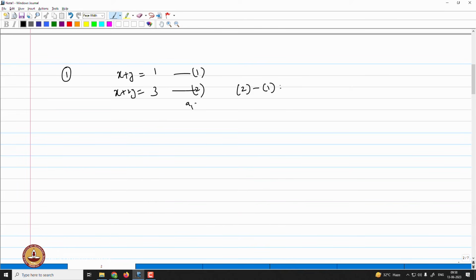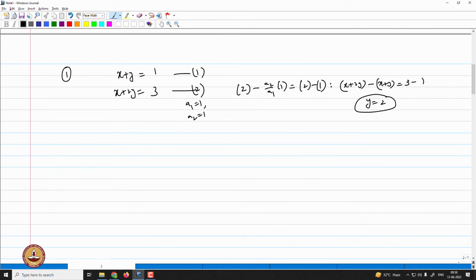A1 is 1, A2 is 1, so I'll do it in gory detail. A2 is 1, A1 is 1, which is the same as 2 minus 1. And what will this 2 minus 1 be? x plus 2y minus x plus y equals 3 minus 1, isn't it? So x is going to cancel, 2y minus y is y equals 2. Wow, I already got y equals 2.